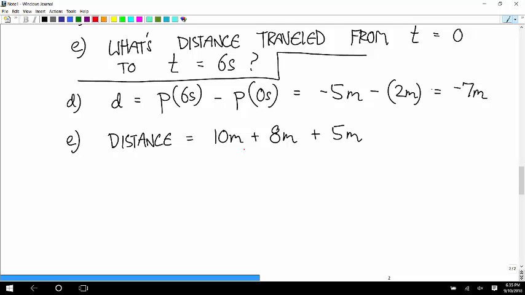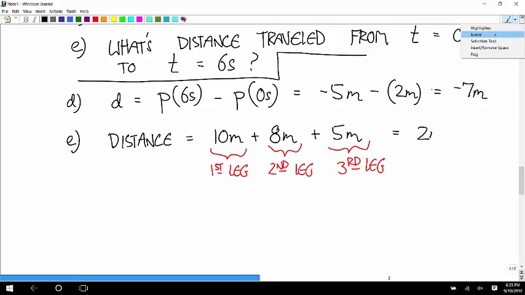And you can think of that as the first leg plus the second leg plus the third leg. And that's equal to 23 meters. Any questions about that?